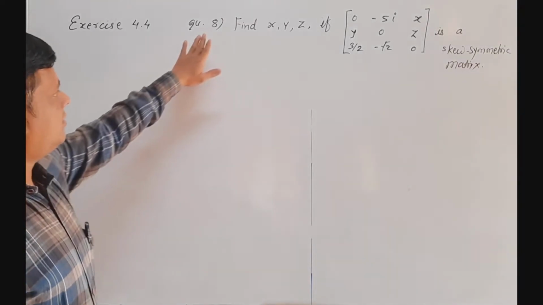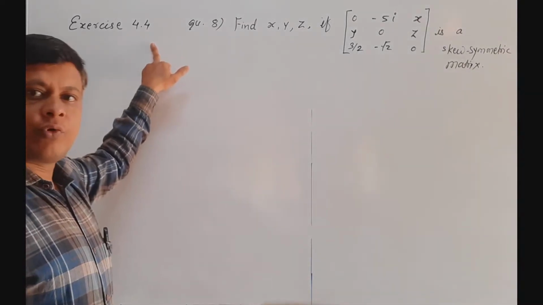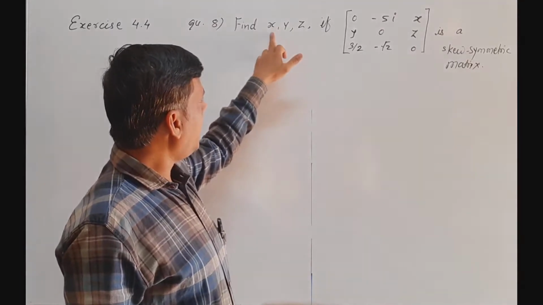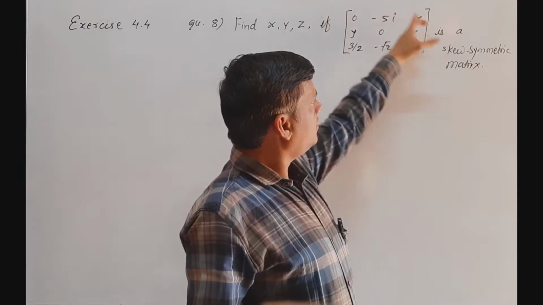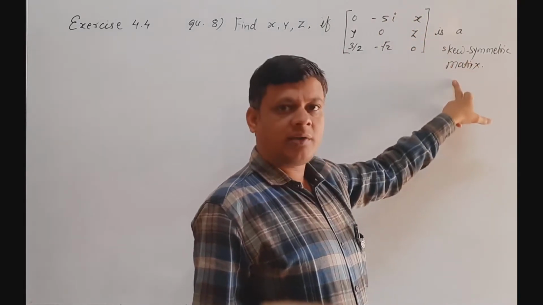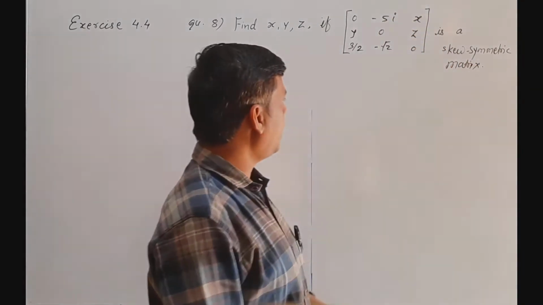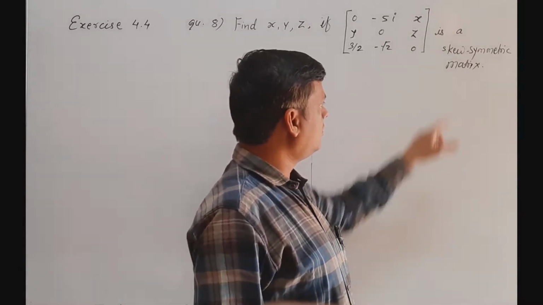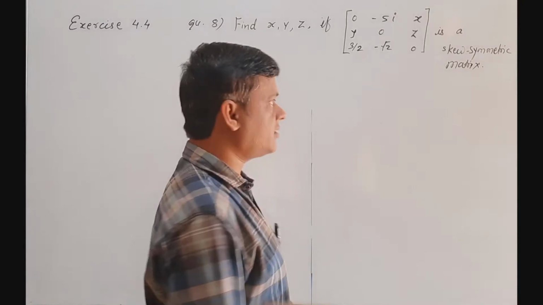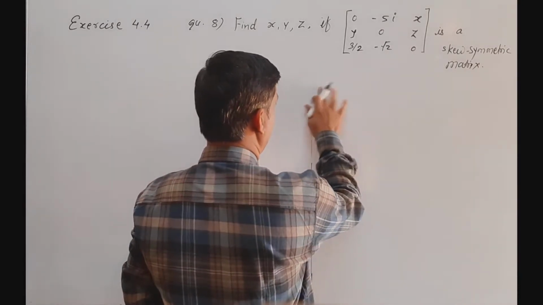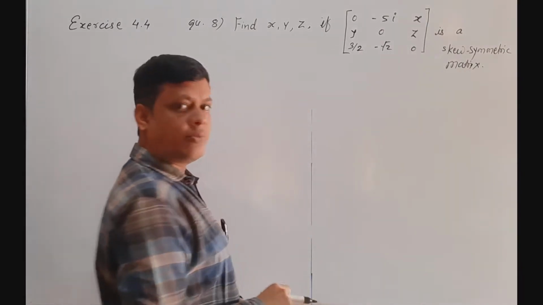Now see question number 8 from exercise 4.4. Find x, y, z if this matrix is a skew symmetric matrix. So we have to first know what is meant by skew symmetric matrix. For that we have to take the transpose of the given matrix.